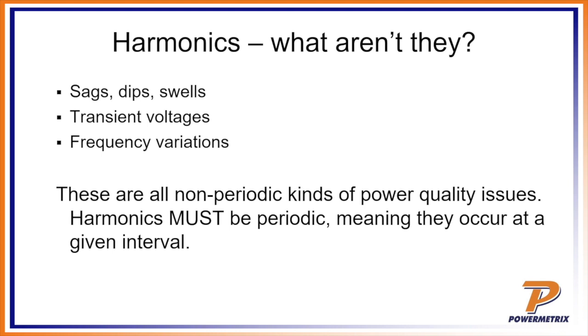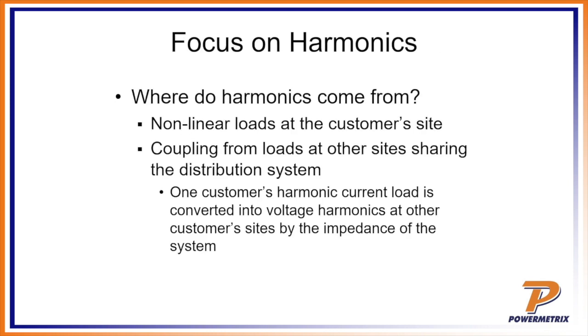Harmonics must be periodic, meaning they must occur at a given interval. Once again, the harmonic basically occurs each and every cycle of the sine wave, and as such, it will continue to exist until it's dealt with. And so that leads into the next question: where do harmonics come from? Well, once again, nonlinear loads at the customer's site.